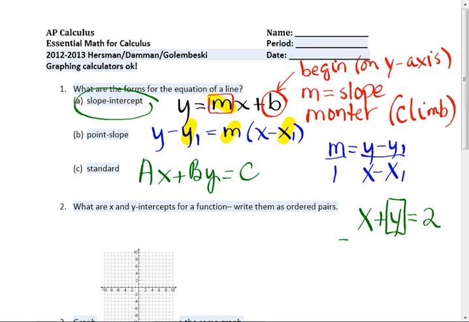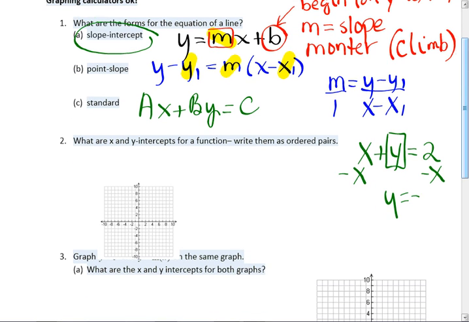So we're going to subtract x from both sides. And so y is equal to, I prefer to keep my x's first, but you know what? Even my linear algebra kids don't. But it's minus x plus 2. I said that's fine as long as you know where the slope is. What's the slope here? Negative 1.